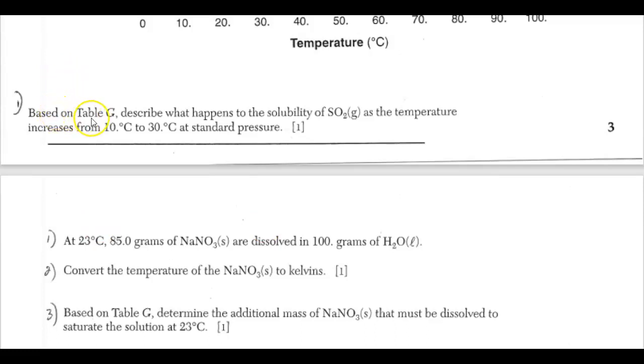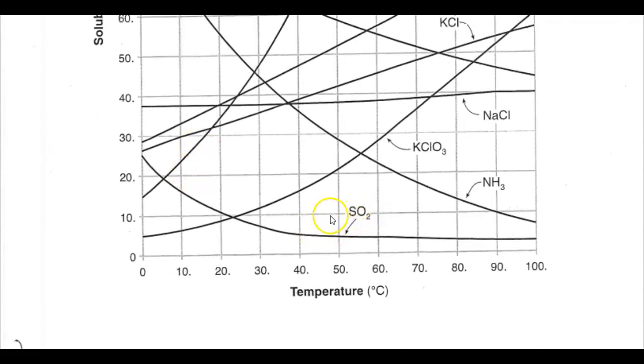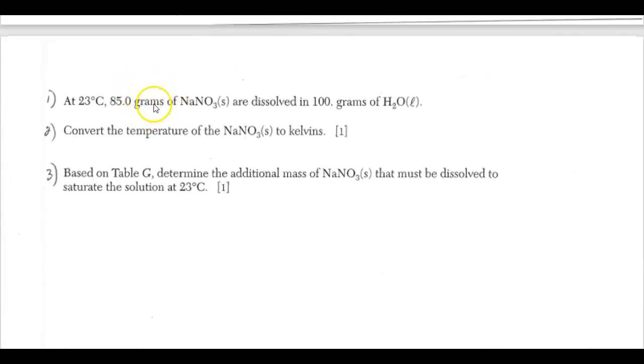All right. In question 1, it says, based on table G, describe what happens to the solubility of SO2 gas as the temperature increases at standard pressure. Well, if we take a look at the solubility curves and we find SO2, what's happening as we go from 10 degrees to 30 degrees, it is going down, so it decreases. That's all you have to say. For this new question here, at 23 degrees Celsius, 85 grams of sodium nitrate are dissolved in 100 grams of water. I don't know exactly.